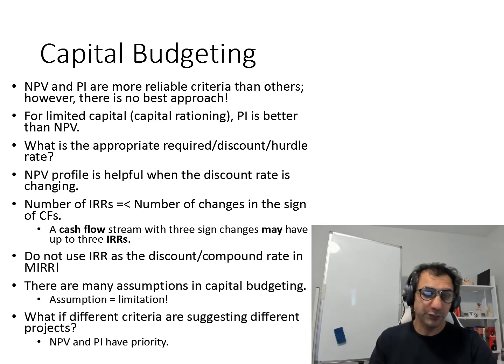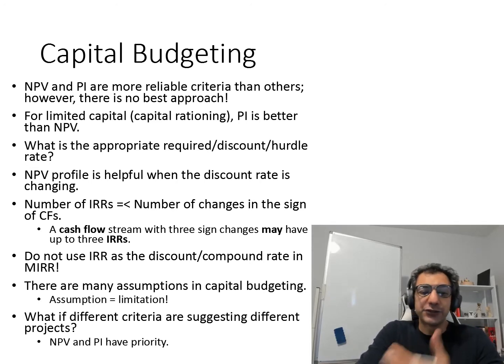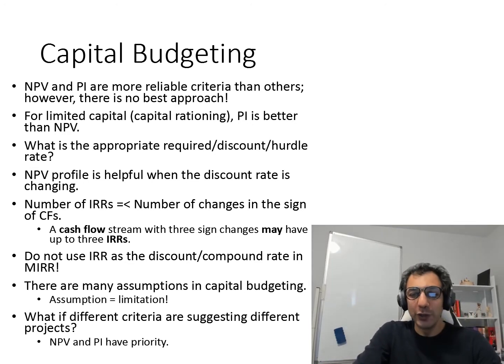Don't mix them up. In different techniques, we are using different assumptions, and for sure, as we have more assumptions, it means we are limiting our conclusions. So beware of the assumptions, beware of the limitations of the techniques you are using. Now the question here is, if you have different criteria, and each is leading to a different answer, a different project, which one will you choose? Usually NPV and PI have priority, and between the NPV and PI, if you're talking about projects of different sizes, PI is the better approach.